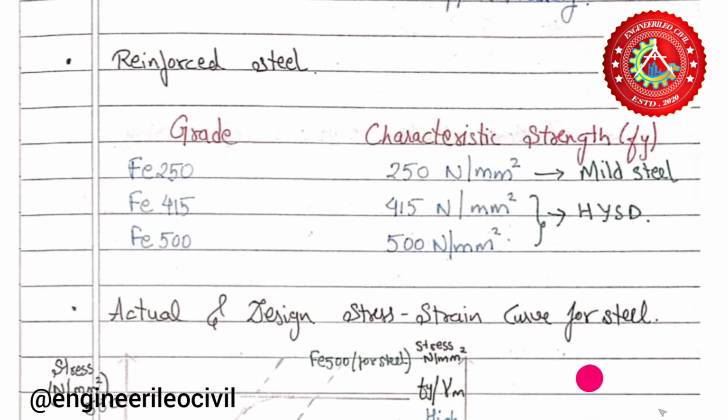Grades of bars are given below. For mild steel, Fe250, it is 250 Newton per mm square. For high yield strength deformed bars, it's Fe415 and Fe500, with 415 Newton per mm square and 500 Newton per mm square respectively. Fe250 is a plain mild steel bar, while, as discussed above, Fe415 and Fe500 are HYSD bars, where the modulus of elasticity is 2 into 10 to the power 5 Newton per mm square, whereas the yield stress is the 0.2% proof stress corresponding to 0.2% strain on unloading. The process of hot rolling reduces ductility.